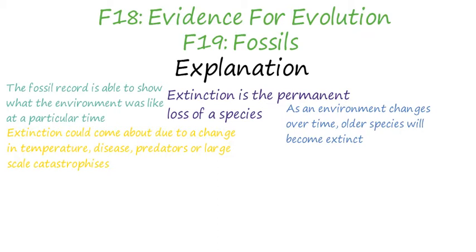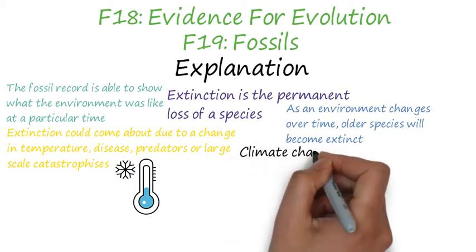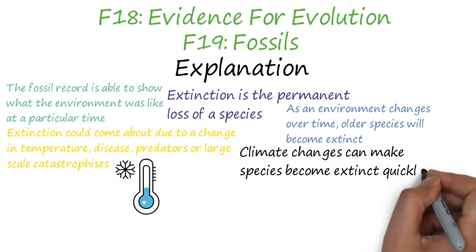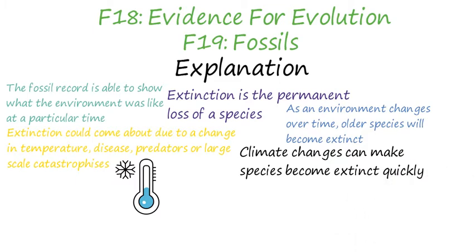Extinction could come about due to a change in temperature or predators, diseases appearing, or large-scale catastrophes such as volcanoes erupting. A new predator could easily wipe out all the individuals in a species, while a disease could wipe out a whole population too. Also, if new competition arises, either from mutations or foreign species, they could outcompete the original species. Changes in the climate, such as temperature changes, can make species become extinct quickly.